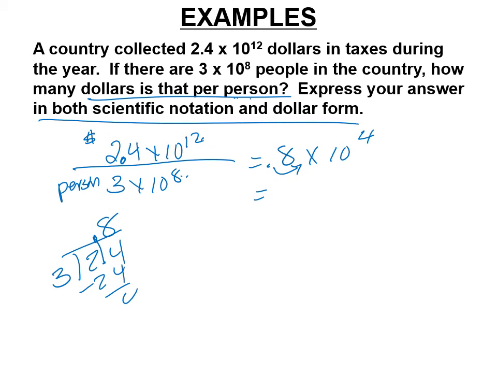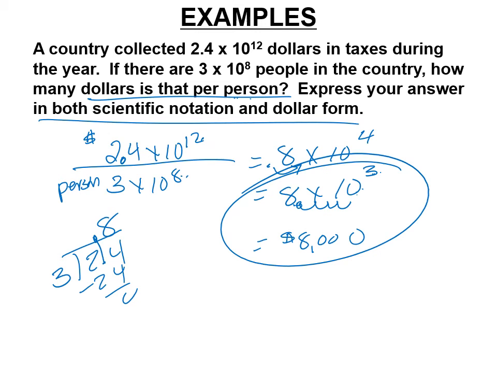Now we're going to fix it. So we made that bigger, so we're going to make this smaller. And we put 10 cubed. So that's 8 times 10 to the third. 10 to the third is 1,000. So 8 times 1,000 is around $8,000. 1, 2, 3, 4. All right, and that is the answer.